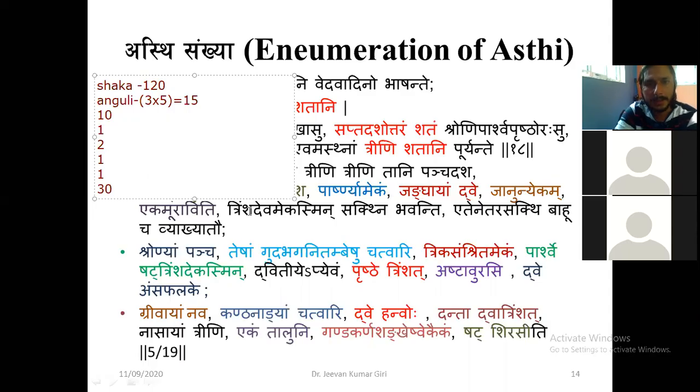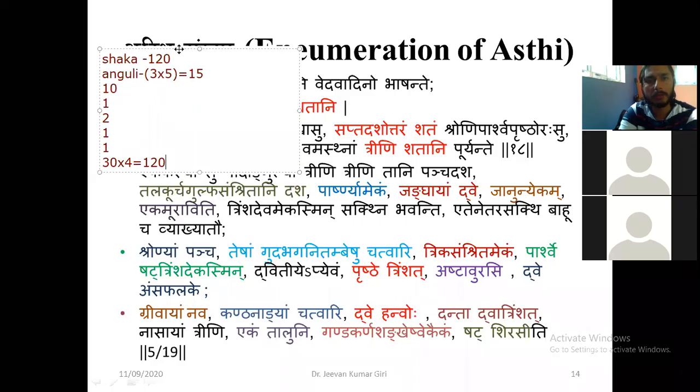So see here, Trimshad eva ekashmina saktina bhavanti, etena itara. In a similar way, in the other sakti and in the bahu, cha vakhyatahu. So the other sakti has the same count, and the bahu, the hand, the upper limb, also has the same count. So 30 in each, which means 30 into 4. That will be the number of Asthi in the limbs. I have made the table, you can copy from the table. Just let me tell the meaning first, then I will go to the table.